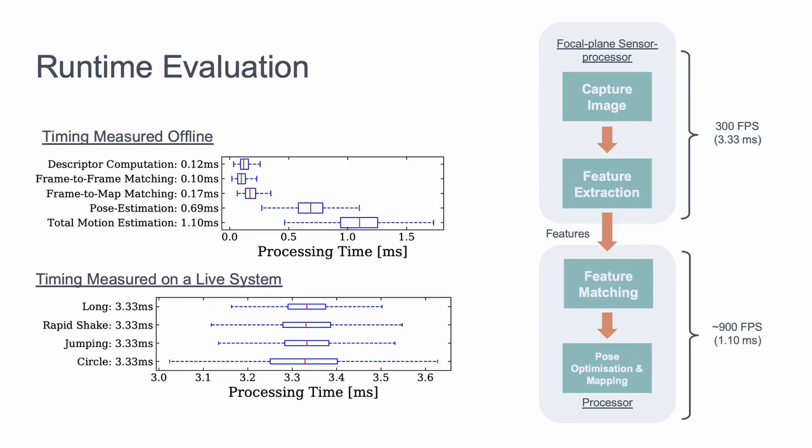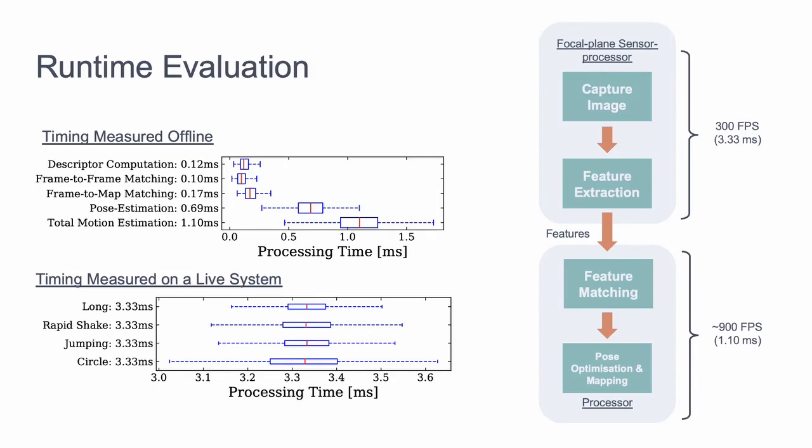We have performed the runtime evaluation of our system. For the top left figure, timing is measured offline over 10 iterations. The system is able to perform motion estimation in 1.1 milliseconds on a standard laptop, which translates to a frame rate of over 900 FPS.